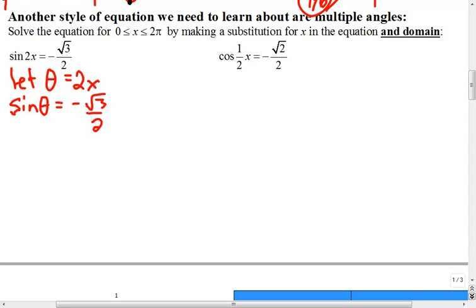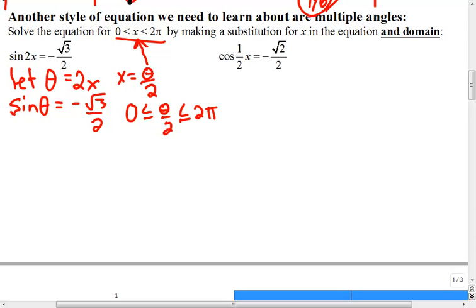Okay, but if we're playing by the rules, x must go from 0 to 2 pi. We no longer have an x in our equation. We have a theta. So here's how we balance it out. If theta is 2x, can anybody tell me what x equals? Theta divided by 2. Yeah. So x equals theta divided by 2. That means I can put this in and figure out what the rule is now for the inequality. So this will go from 0, pi over 2, 2 pi.